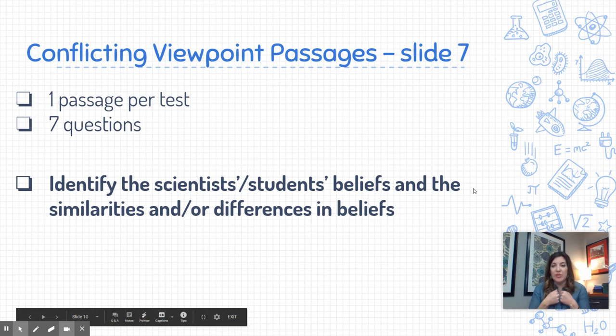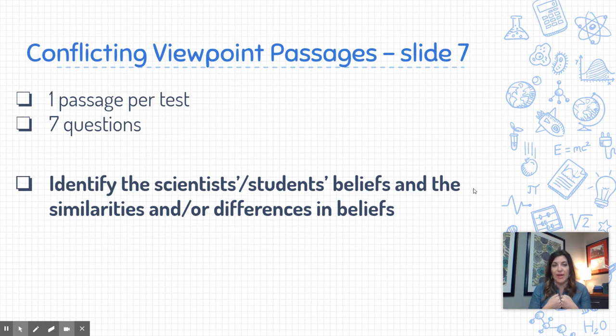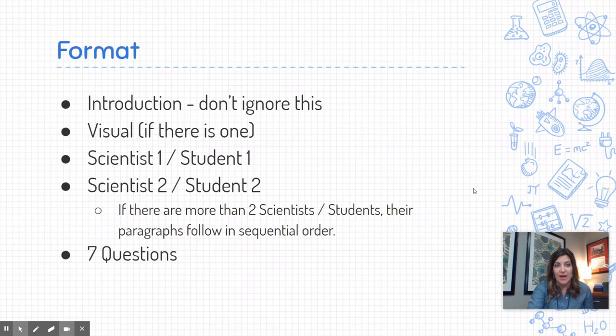But these are called the dueling scientists. They are scientists that are arguing, or students, or sometimes hypotheses, but you are going to recognize their similarities and differences in what they believe. So it is usually labeled scientist 1, 2, and 3, or student 1 and 2, or hypothesis 1, 2, and 3. It's all about their similarities and their differences. So jot that down up top.